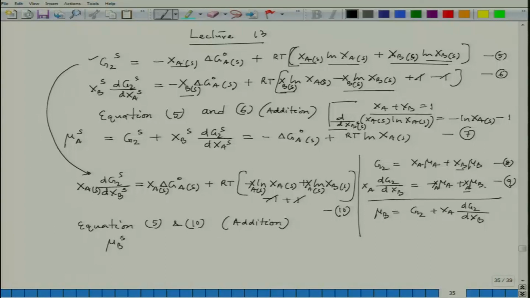mu B S equal to G2 S plus XA S dG2 S by dXB S is equal to RT ln XB S. So, this is equation number 11.